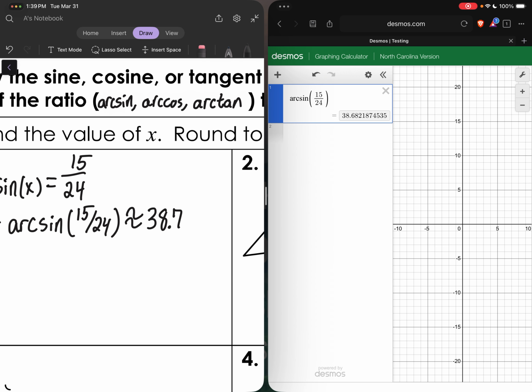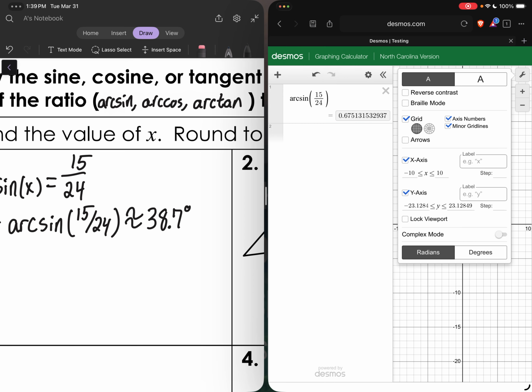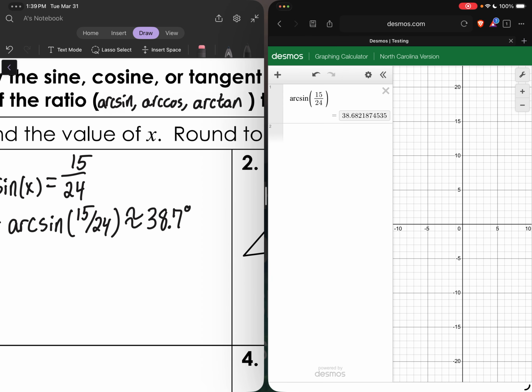Once again, I do want to remind you, make sure you are not in radian mode. If I'm in radian, it gives me 0.675. I need to be in degree mode for these to be correct.